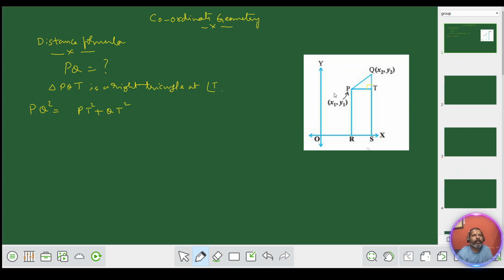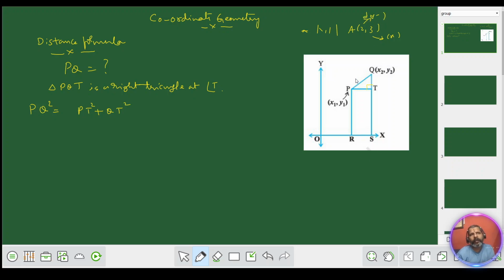If you observe, in the last class we saw, for example, A of 2 comma 3. I'll just recap what we learned in the last class. What do we mean by point coordinates? A of 2 comma 3 means 2 is the distance of point A from the y-axis, right? And 3 is its distance from the x-axis.